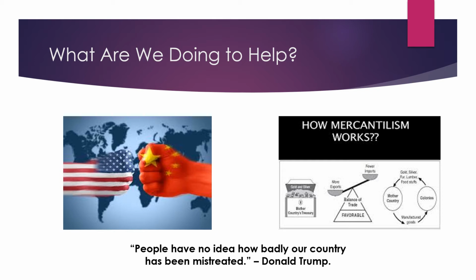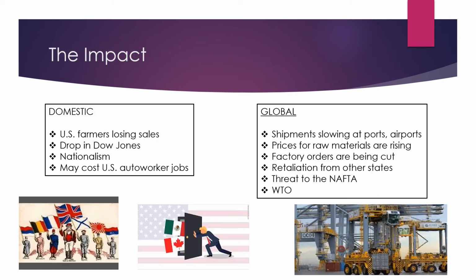Let's look at the domestic and global impact of this trade war between the United States and China. Here are some of the impacts. On the domestic side, we have United States farmers losing sales, a drop in the Dow Jones, nationalism, and it may cost U.S. auto worker jobs. On the global side, shipments slowing at ports and airports, prices for raw materials rising, factory orders being cut, retaliation from other states, and a threat to NAFTA and the WTO, or the World Trade Organization.